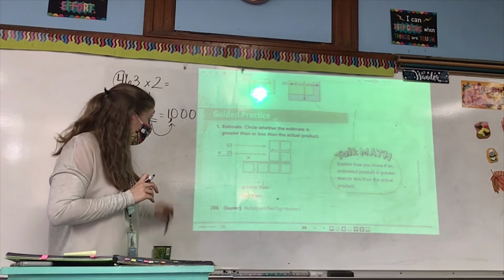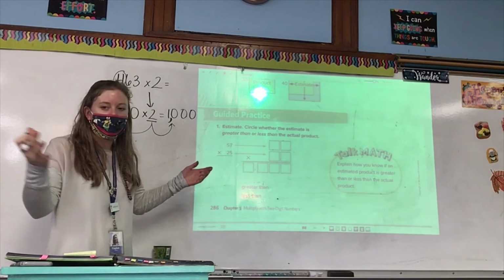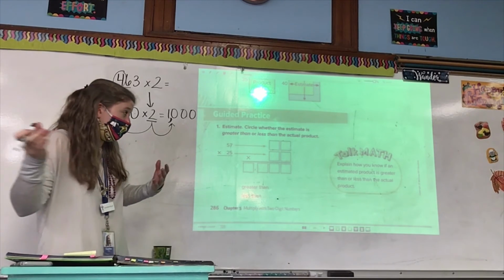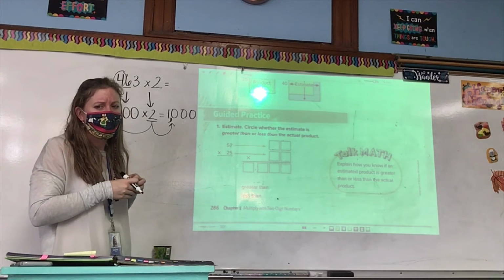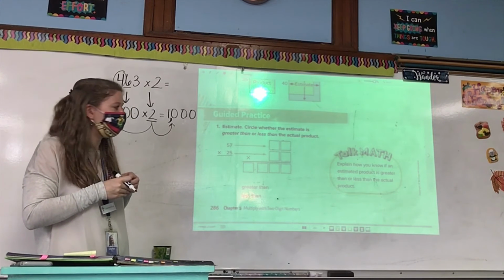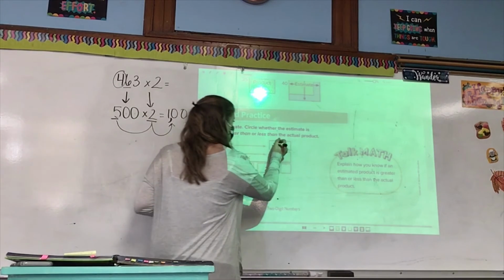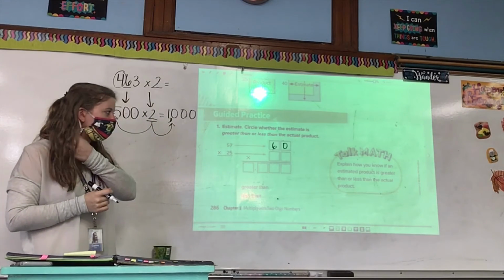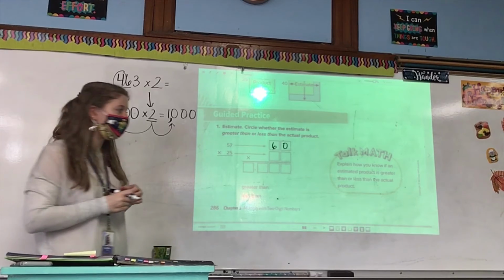So 57 times 25. Smith, we have to round how many factors? 2. So 57 rounded to the nearest what place? Tens place. Is what? 60. And 25 rounded to the nearest 10 is 30.